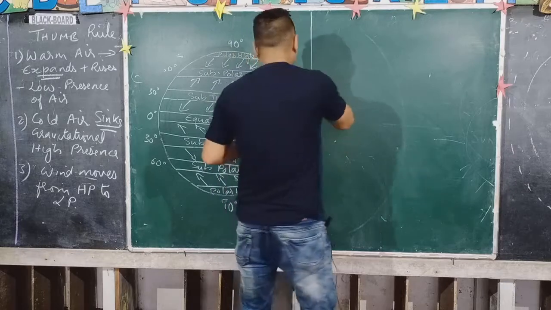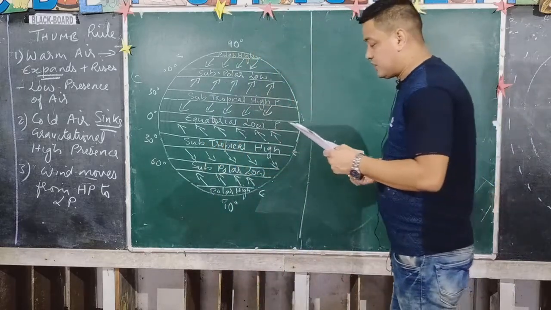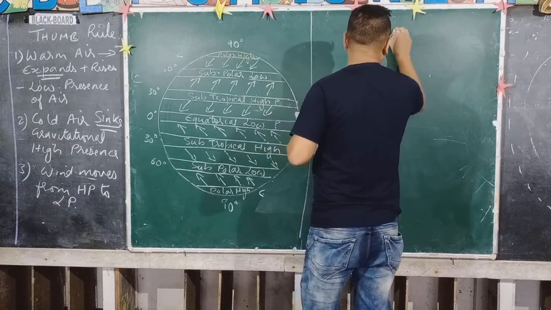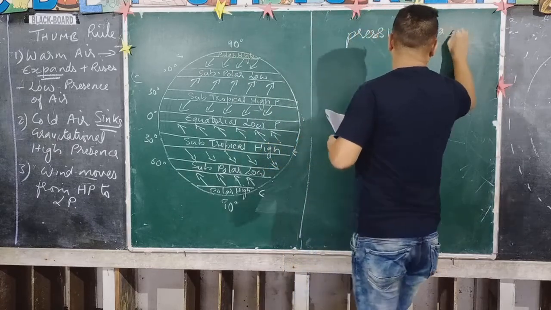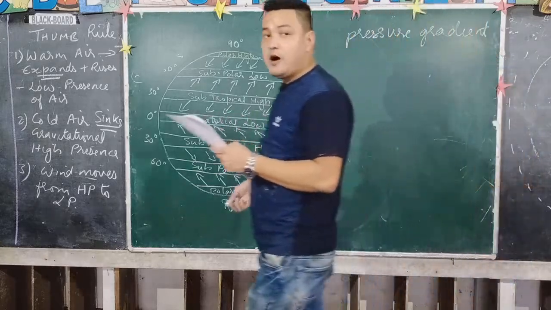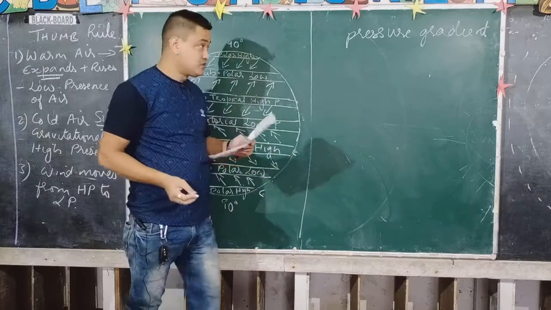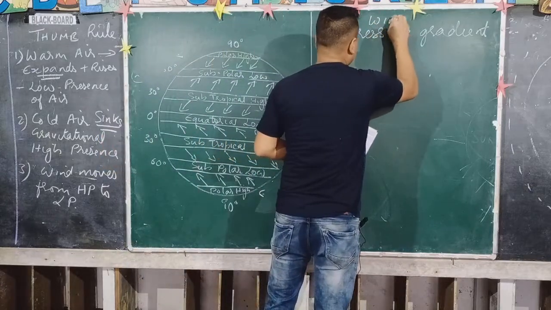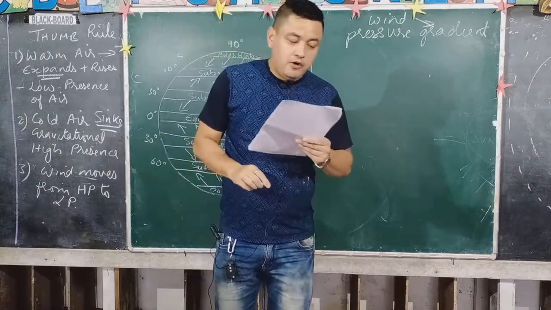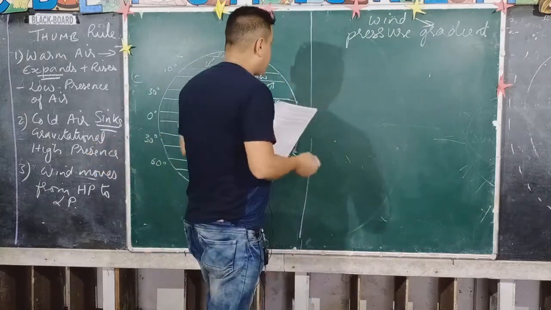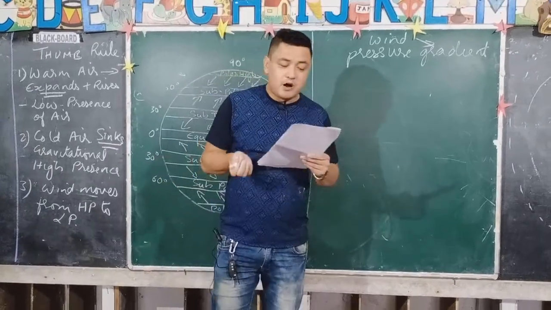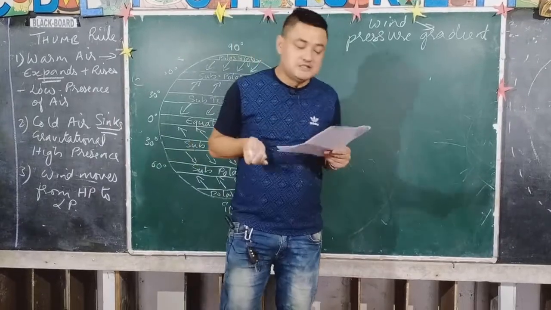Now wind always moves from a region of high pressure to low pressure, and this movement of air is known as pressure gradient, G-R-A-D-I-E-N-T. Gradient means graded or change. It is also known as wind gradient. Now, pressure gradient force. Whenever we are talking about the wind or circulation of the wind, if you want to understand the movement of wind, we talk about the process of circulation.